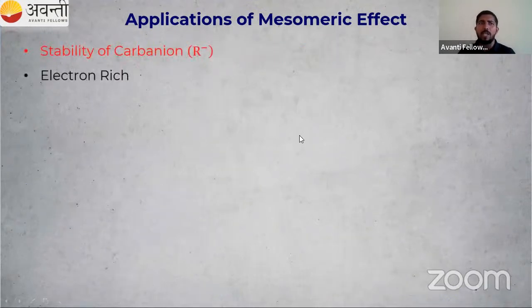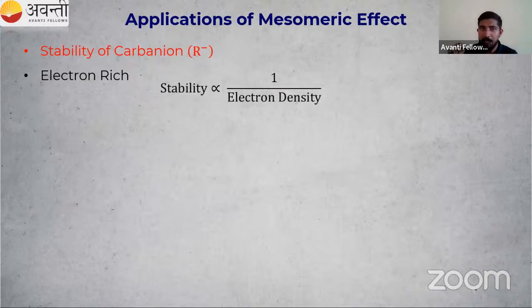So let us study one more application: stability of carbanion. Carbanion has a negative charge, so it is an electron rich species. So what about the charge? If a negative charge or any charge is present, then stability is very low. How to increase the stability? We have to reduce the charge. Having more money always means tension. So we will take the electron from that one. That is the case happening here.